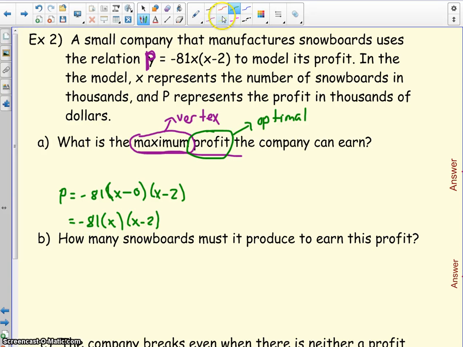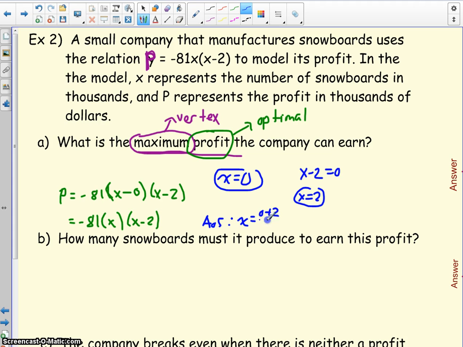So our factors here are going to be x and x minus 2. So our zeros are going to come from when x equals 0, which is clearly when x equals 0, or when x minus 2 equals 0, which happens when x equals 2. Okay, so there are two zeros. Remember, with our two zeros, you can find the axis of symmetry just like we did in the last equation. So our axis of symmetry is going to be (0 plus 2) all divided by 2, which is going to be 1.